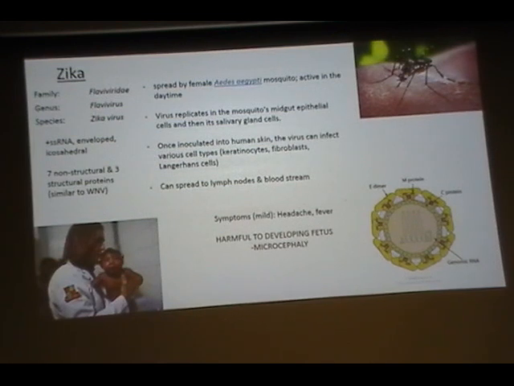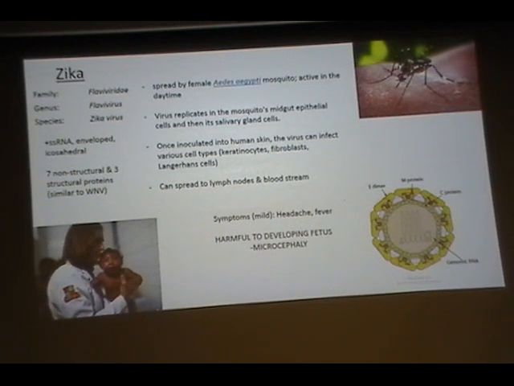All right, the last one is Zika virus. So Zika, again, Flaviviridae. It's spread by Aedes aegypti mosquitoes that like to snack on us in the daytime. They carry the virus, and the virus replicates in the mosquito midgut, the epithelial cells, and the salivary glands. So when it injects to take a meal, it leaves behind a present. Once it's inoculated in the skin, the virus can infect various cell types like keratinocytes and so on. It can spread then through the lymph nodes to the bloodstream.